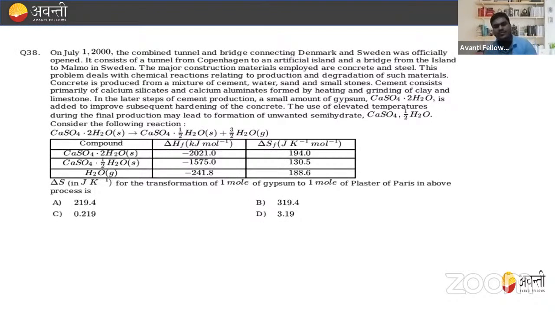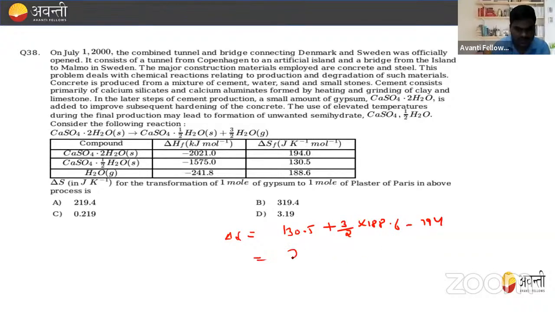Now the same for delta S for the transformation. In the first part they asked delta H, and in the next they want delta S. So delta S for this reaction is nothing but 130.5, already given, plus 3 by 2 into 188.6 minus 194. So this is equal to 219.4, right, 219.4 joule per Kelvin.